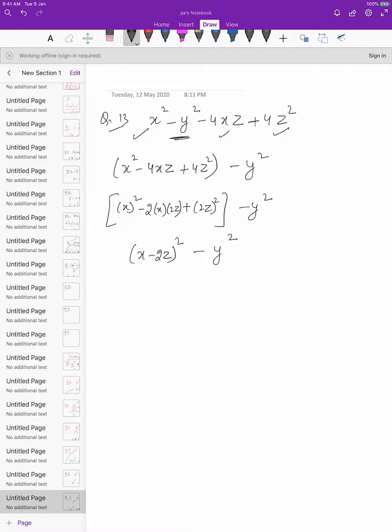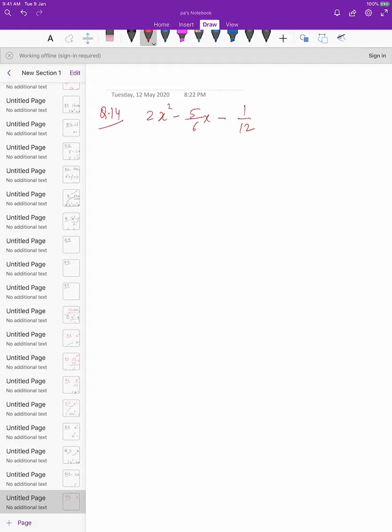Now it is the identity (a plus b) into (a minus b). So it is a plus b and this is a minus b. Now let's move on to the next question. 2x square minus 5 by 6x minus 1 by 12. So here, as you can easily see, no identity is a plus b whole square, a minus b whole square.